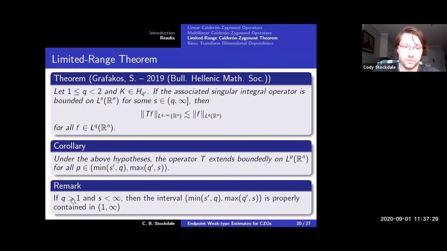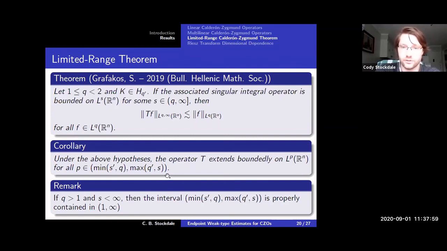And if Q is bigger than 1 and S is less than infinity, which in the way that we should be thinking about it, that would be the case, then this is going to be properly contained in the interval 1 to infinity. So using those three conditions that are typically assumed, you get a weak type 1,1 property, and therefore LP bounds for all P that are between 1 and infinity. Using this weakened condition, we're still going to get LP bounds, but it's going to be in a smaller interval.